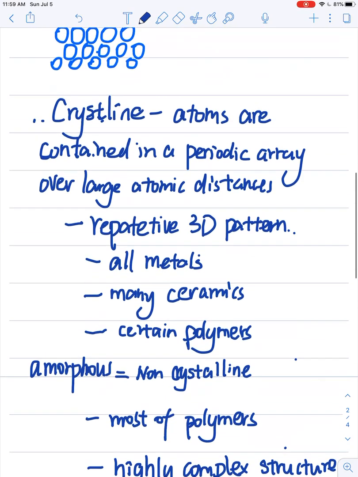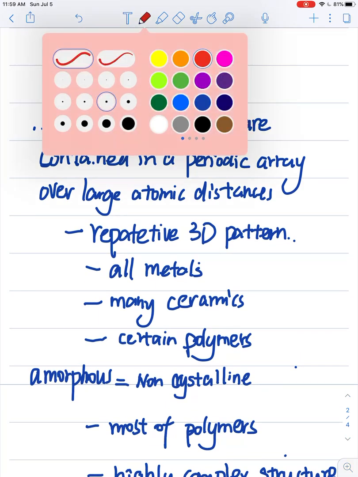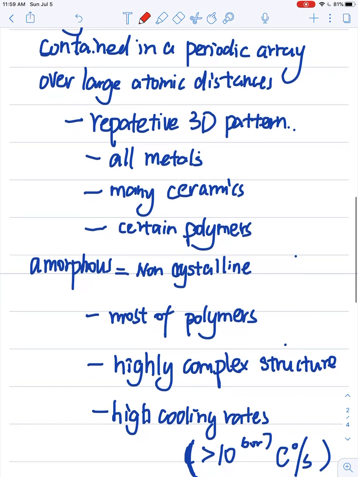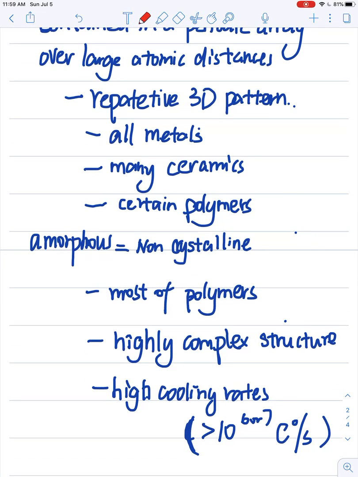So let's come back here. We talked about two different types of solid material structures. One type is crystalline materials, and they have this repetitive structure. Another type is amorphous materials, which means they do not crystallize, and most of the polymers are like this type of material.